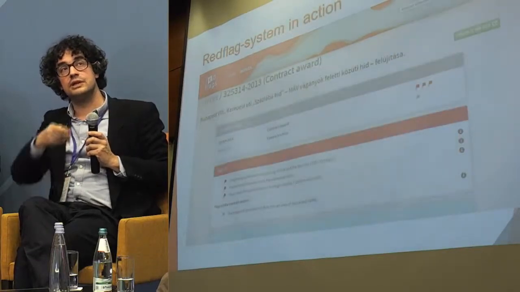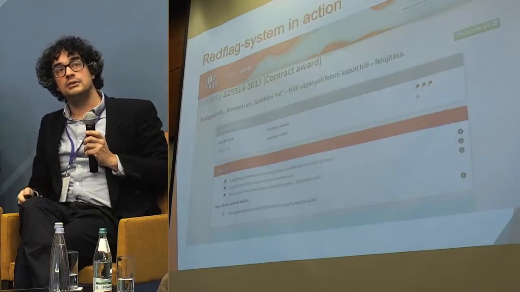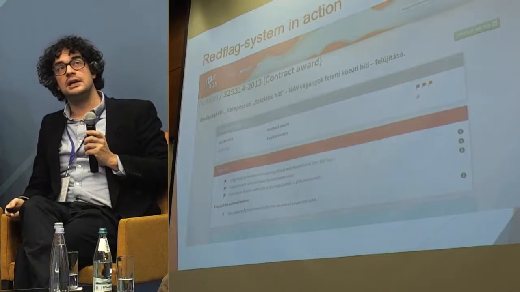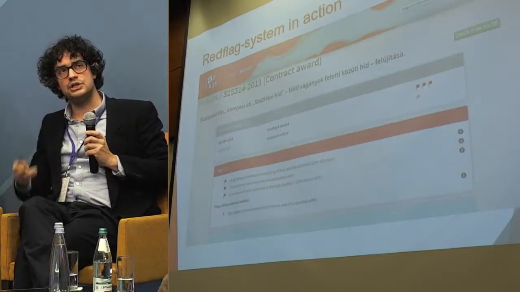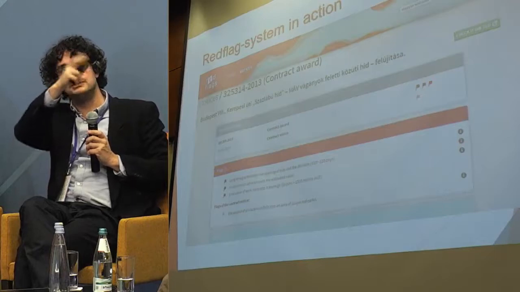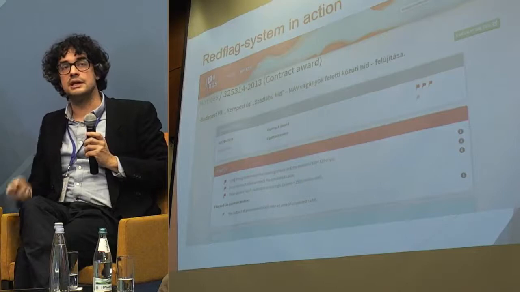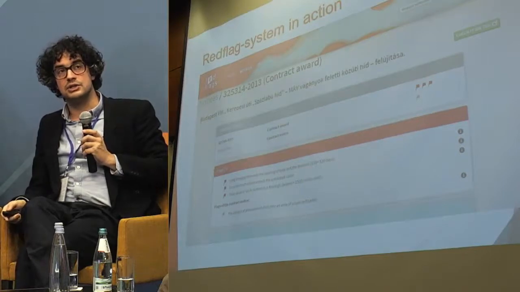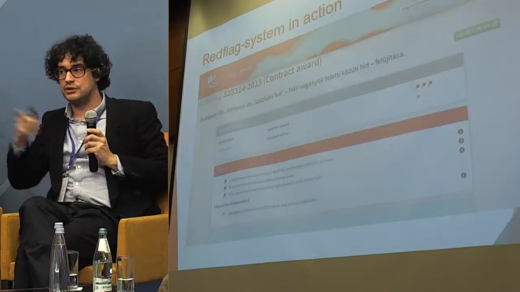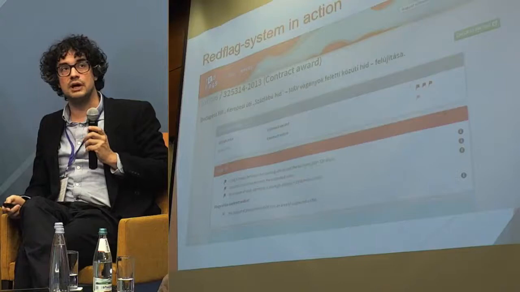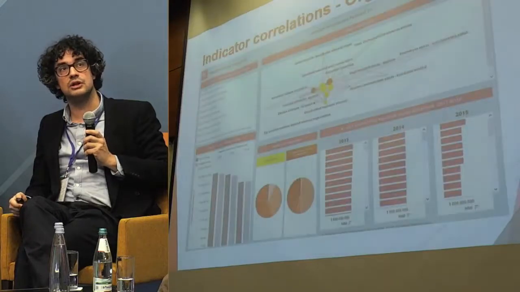And of course, if you click on one of them, you get the explanation of what these flags mean and what kind of risk it shows. And of course, you see the whole document family. So if it's the contract award notice, you can see how the whole procedure started. I won't go into details because there's going to be a workshop after lunch where I can tell more about this. So if you're interested, then please join.